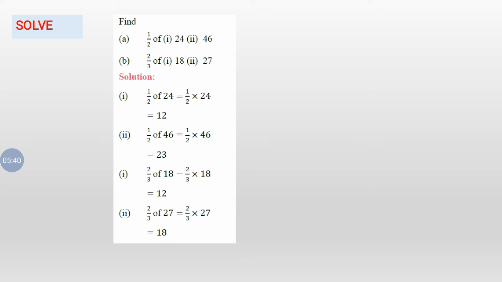So reducing to the simplest form, 12 2s are 24. So 24 divided by 2, 2 divided by 2. So we get the value 12.